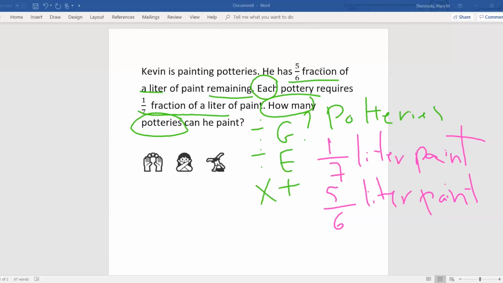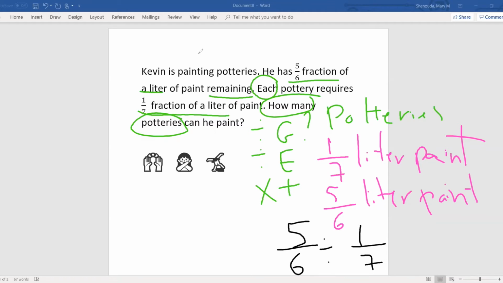We can remember that because multiplying is the operation that has the T, and total is the word that has the T in GET. Since we are solving for G in this case, we're dividing, and when we divide in GET, we want to always start with the total because that's the bigger number. So I am dividing 5/6 by 1/7.